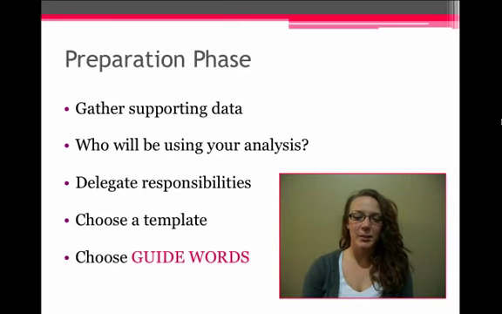The next phase in the HAZOP analysis is the preparation phase. During this phase, you must gather supporting data and information that will help you with the analysis. You must recognize who will be using the information you provide at the end of the study. You also must prepare for management duties, such as scheduling meetings. Your team also must have a consensus on the template format that is going to be used for recording the outputs of the study and also on the HAZOP guide words that will be used for the analysis.